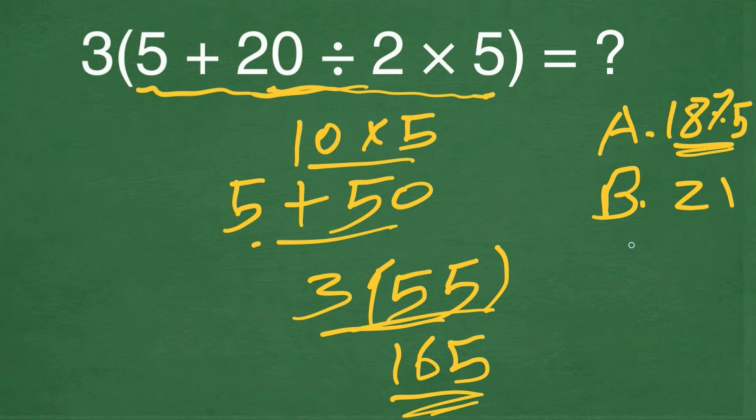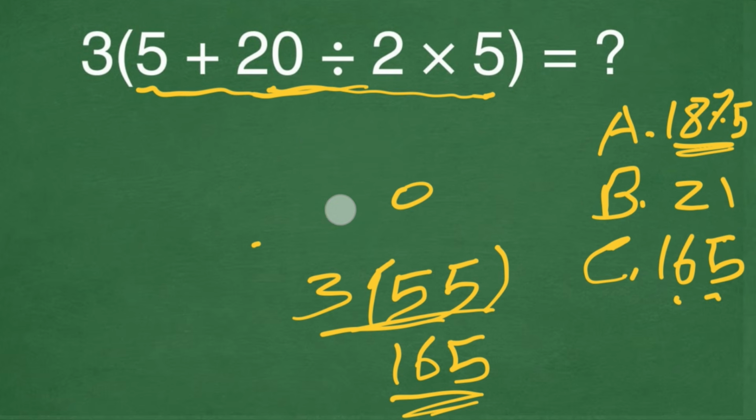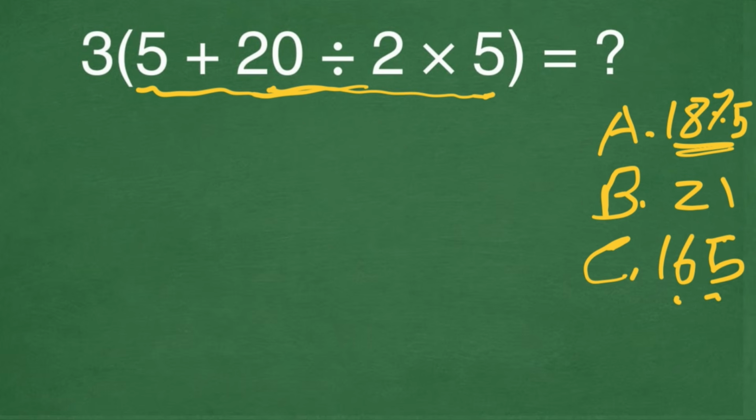So now we have 3 groups, each with a different answer. Group A says 187.5. Group B says 21. And Group C says 165. Of course, this happened because we did the math operation differently, and that is where the difference appears. So we are going to solve this correctly once and for all and get the right answer.